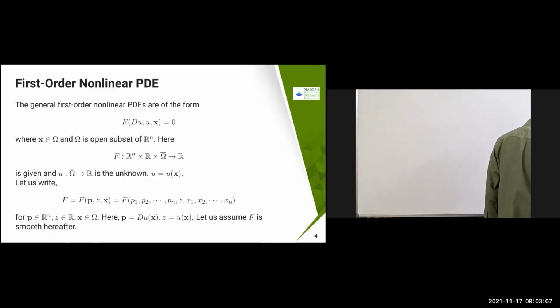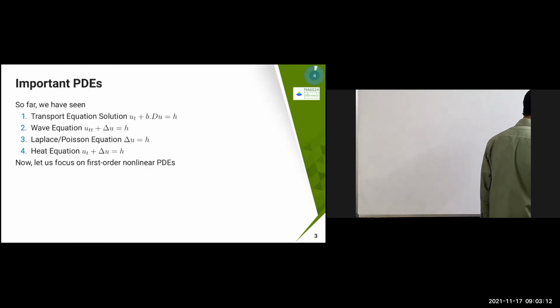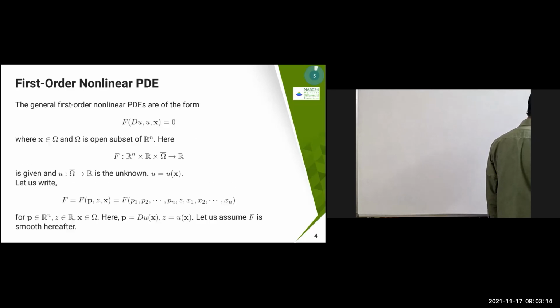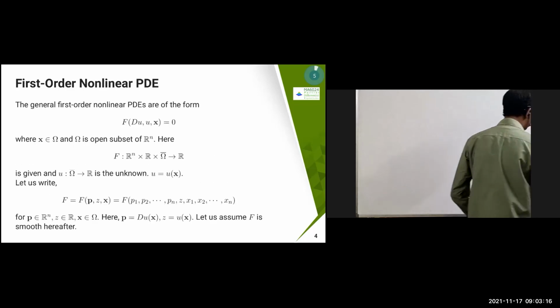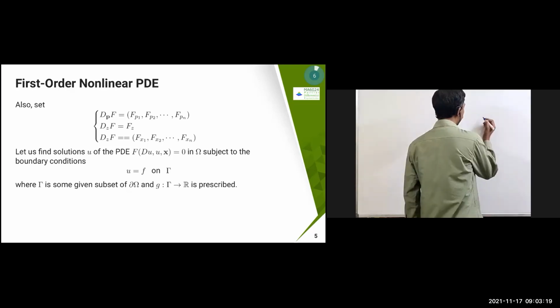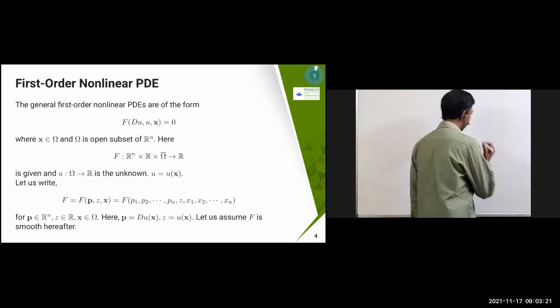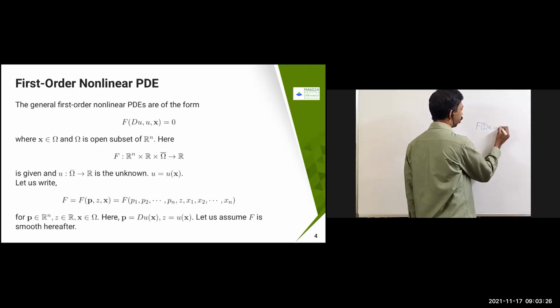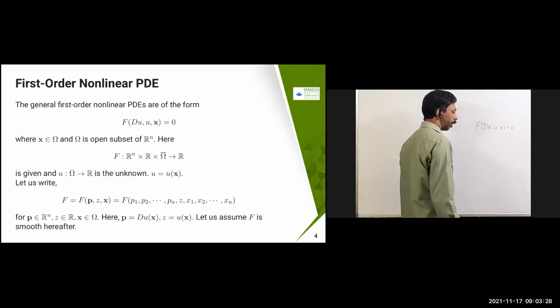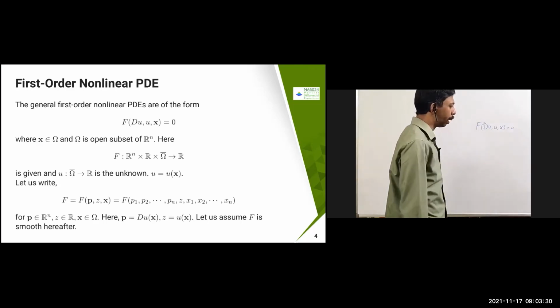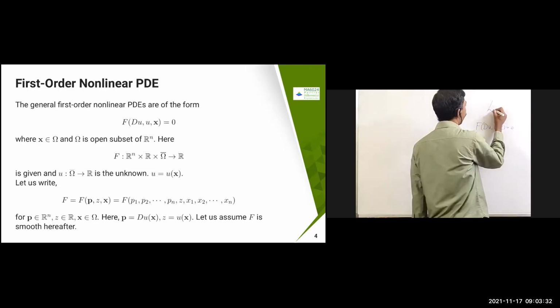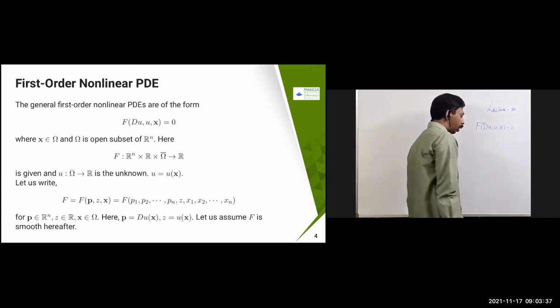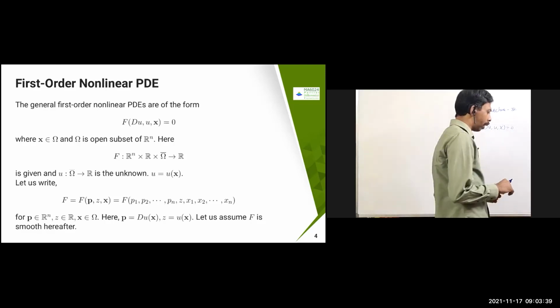So in the last class, we discussed the first order nonlinear PDEs. This is the general first order nonlinear PDE. The first order nonlinear PDE can be written in this form: f of Du comma u comma x equal to 0. The general first order nonlinear PDE can be written in this form. Here I want to calculate the complete integral and solution. That's what we are going to discuss.